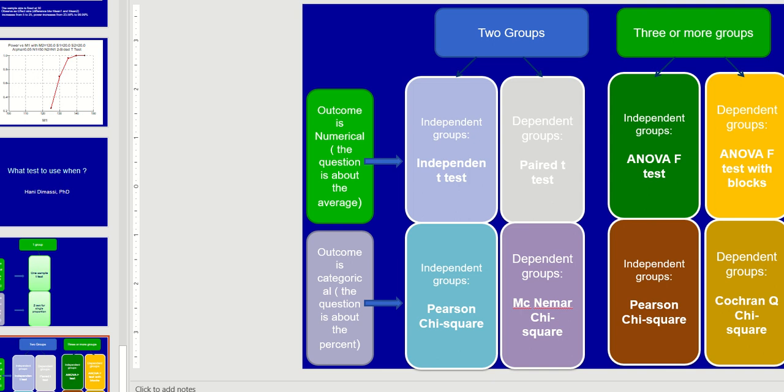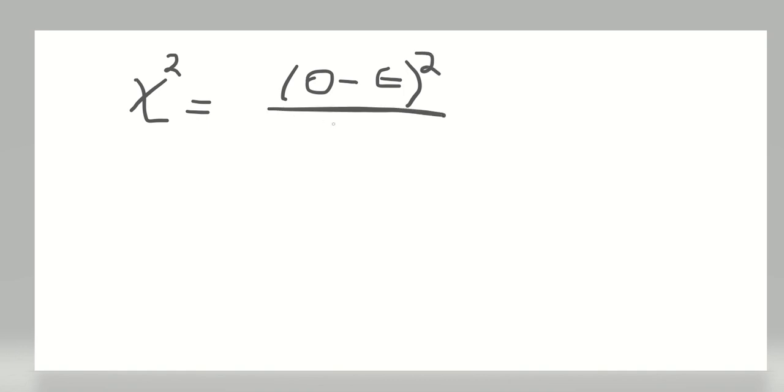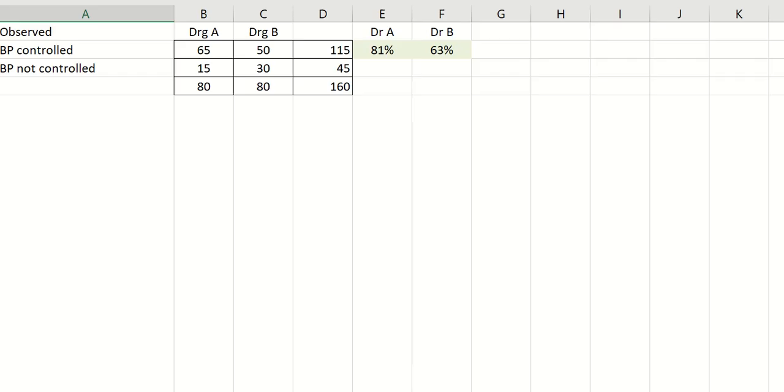Okay. So to be able to use the Pearson chi-square, if you remember, the formula says that the Pearson chi-square is equal to observed minus expected. You square that difference and you divide by expected, and then you add them up because you're going to do that for every cell. How many cells do we have? All right, so we have 1, 2, 3, 4 cells.